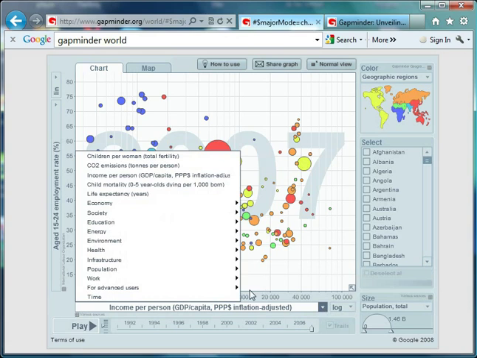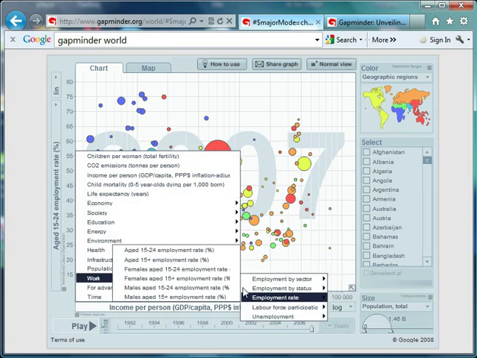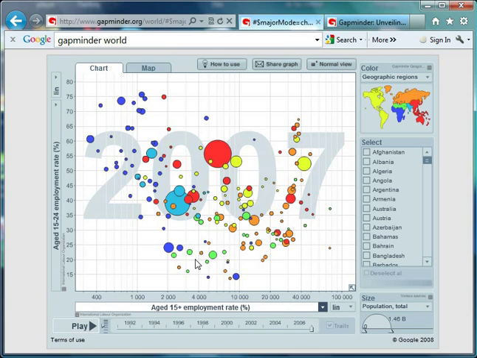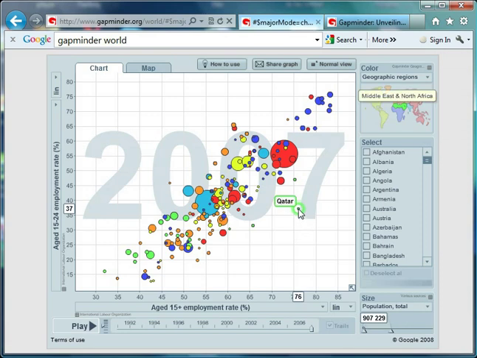So again, if I go here and I go to work and I go employment rate, and this time I would like the age 15 plus employment rate. And I think this is quite interesting. It's about as strong a positive correlation as you're going to get, suggesting there is a very strong relationship between the employment rates of 15 and above and 15 to 24. But again, some interesting outliers. Look at Qatar there. 76% of its population above 15 employed, but only 37% of its 15 to 24.